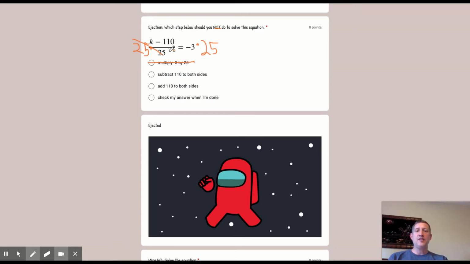Okay, well, what about this? You see that minus 110? How do I get rid of that? I add 110 to both sides. So adding 110 on both sides is what I should do. So that one doesn't count either. Should I subtract 110? No. So for this one, that's the wrong answer, because I'm going to do the other two steps.